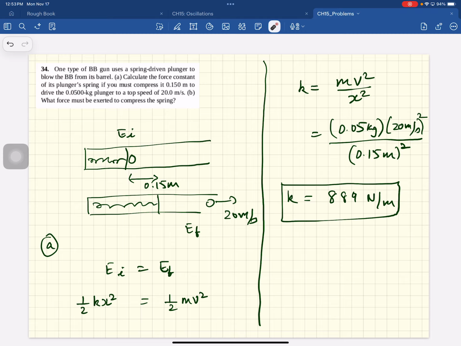When you did the experiment in lab, what was your spring constant for that? About 10 newtons per meter. So this is a spring that is 100 times stronger than that, 100 times stiffer than the ones you used in lab.